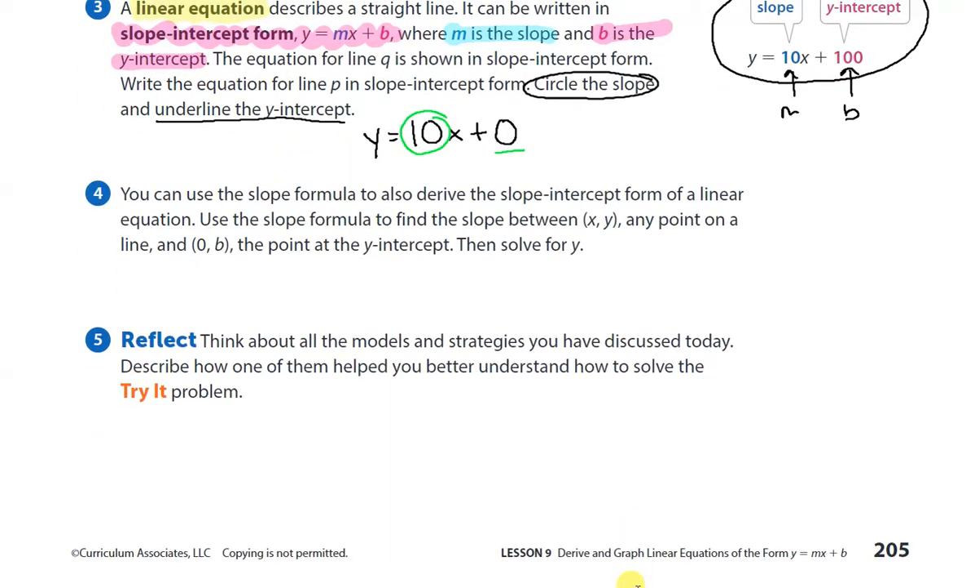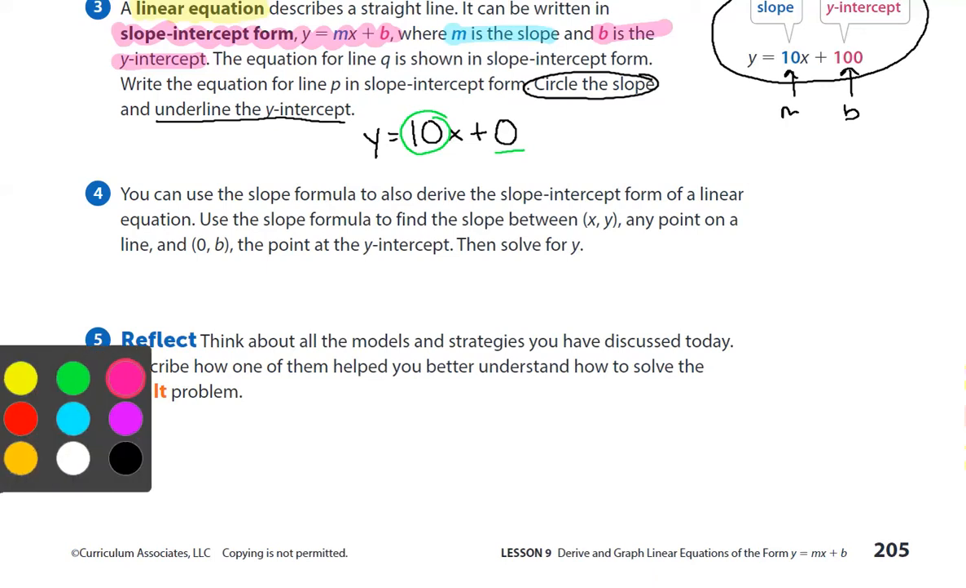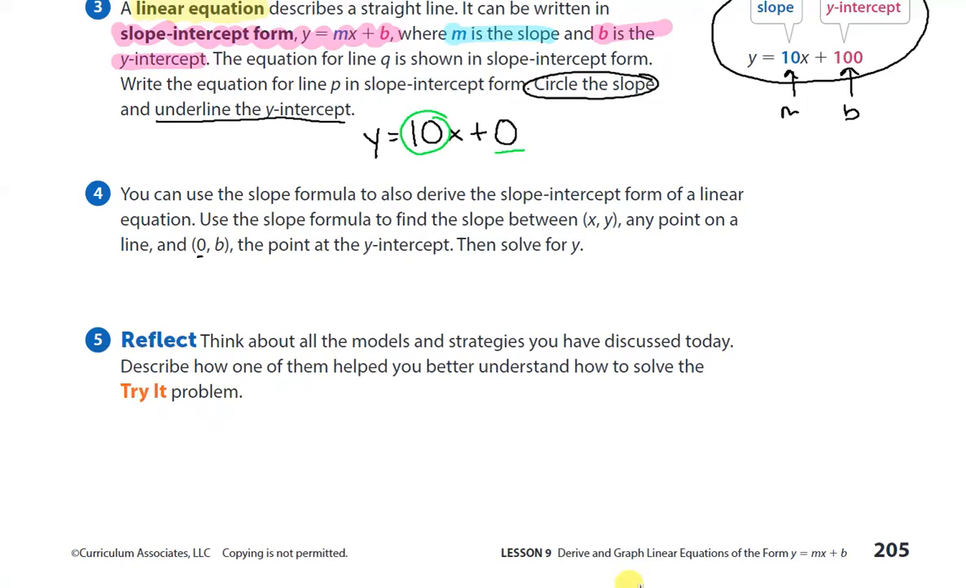Number 4, you can use the slope formula to also derive the slope-intercept form of a linear equation. Use the slope formula to find the slope between x, y, any point on a line, and 0, b. So 0, b, remember that's the y-intercept, so wherever that line hits. That's the point at the y-intercept.